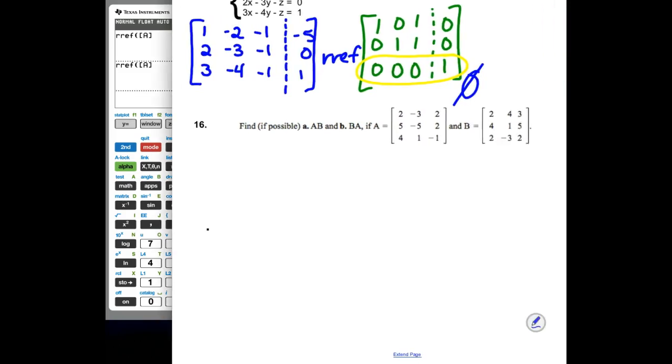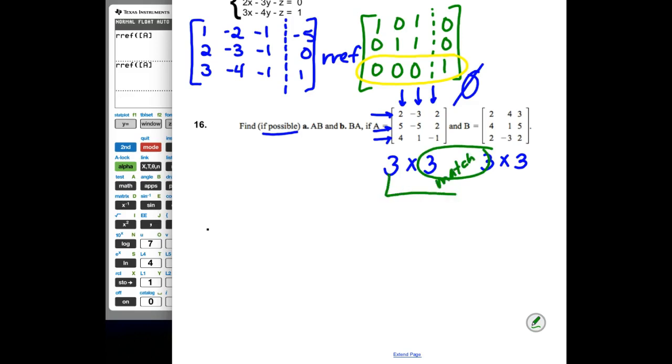Now, it says, find if possible. Remember the rule for multiplying matrices. We look at the size. This one has 3 rows, and it has 3 columns. Same thing here. It's a 3 by 3. And the rule for multiplying, if the middles match, we can do the multiplication, and the size of our answer will be these outer dimensions. Okay, so let's go back and let our calculator do A times B.